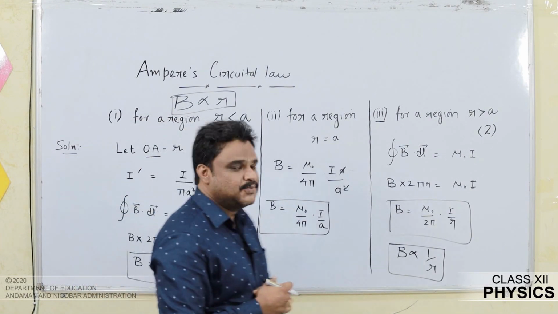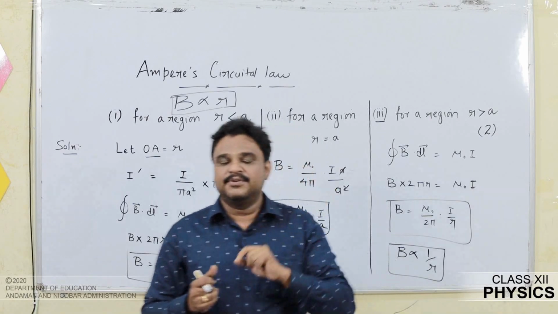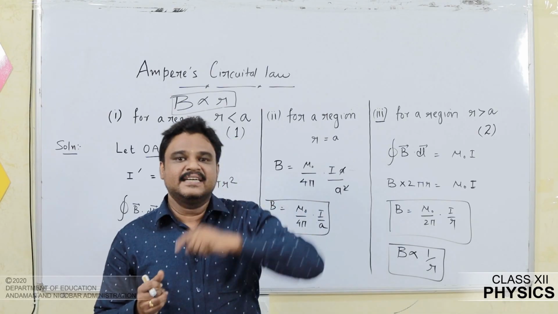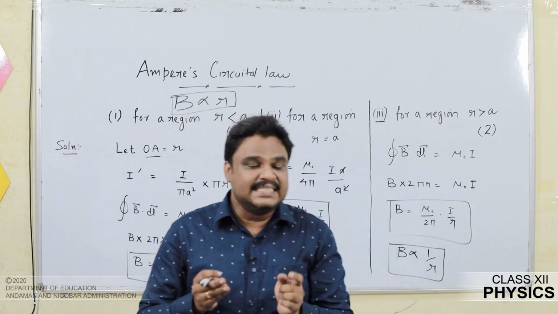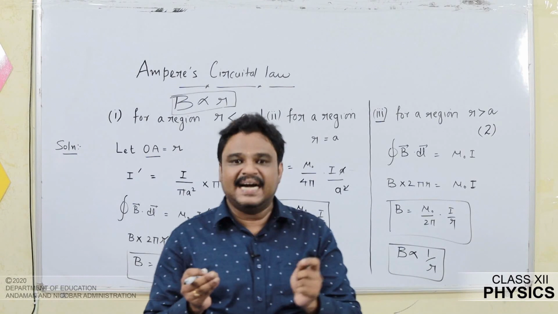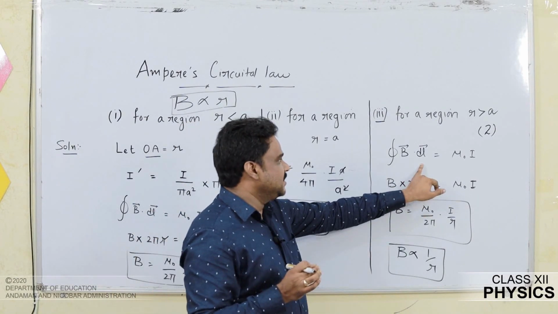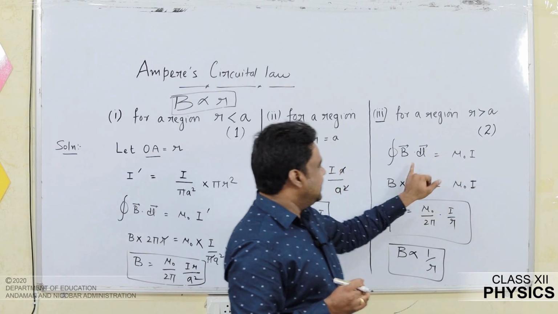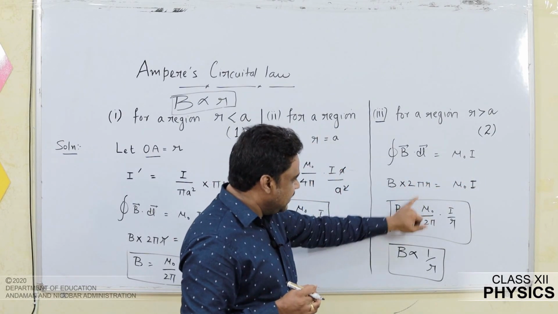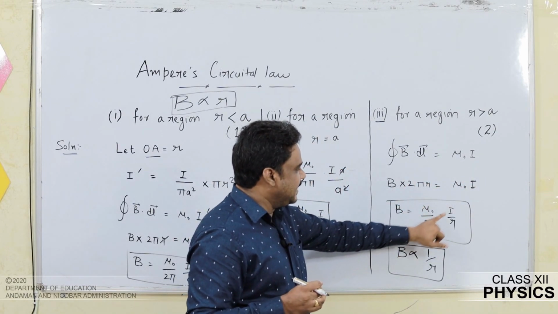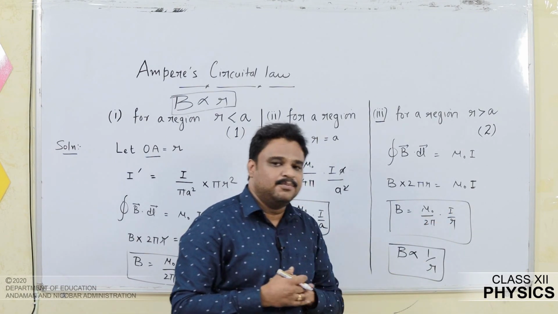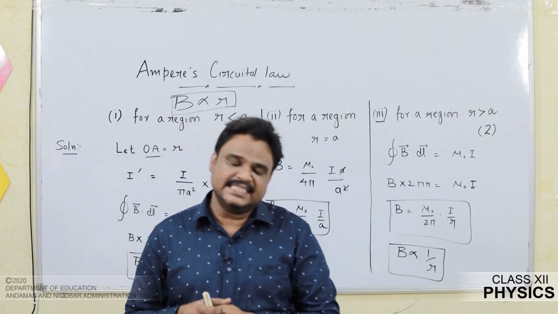What about my third case? For a region marked 2, you can focus on the figure. They are asking the magnetic field for the region marked as 2, since it is outside the current carrying conductor. So the current threading will be I only. So directly we are using Ampere's circuital law. B dot dl is equal to mu naught I. dl can be replaced as 2 pi r. So B comes to be mu naught by 2 pi I by r. From this we are able to see B is inversely proportional to the distance.